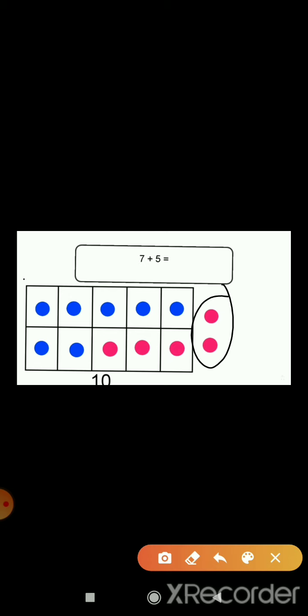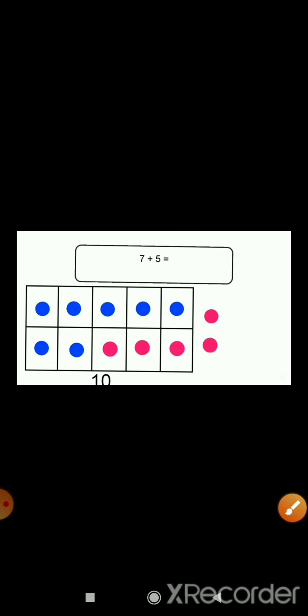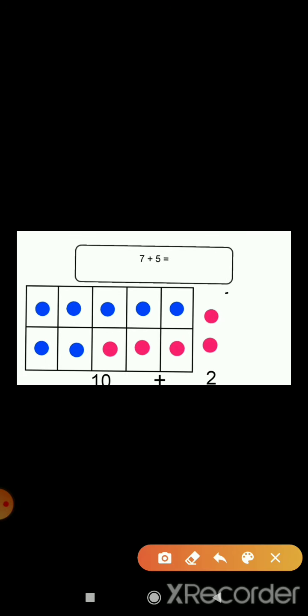Now in this box, how many balls are there? 10 balls. And students, how many balls are outside the box? 2 balls. Now 10 balls inside the box and 2 balls outside the box.